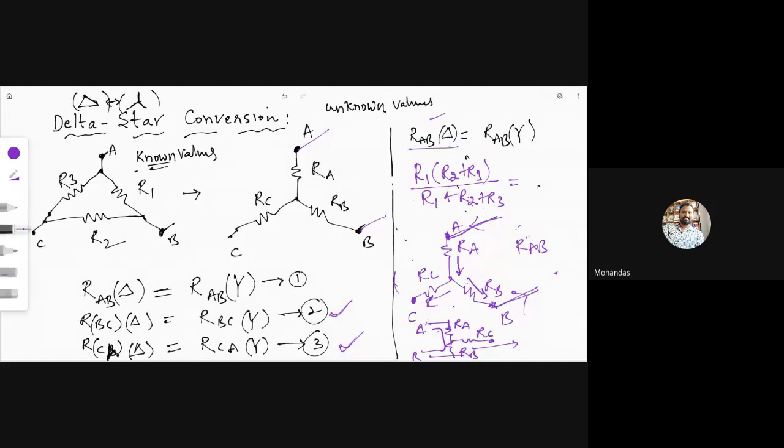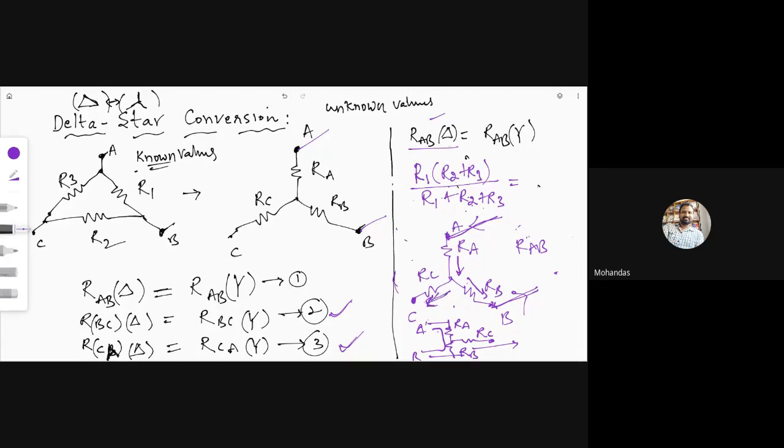Yes, sir. What will be the current flowing through RC? Sir, as it is open circuit, it will be neglected, sir. Yeah, very good. That is what I am expecting here. So this is an open circuit. This C is not connected to B. There is no return path. The current cannot flow through this one.